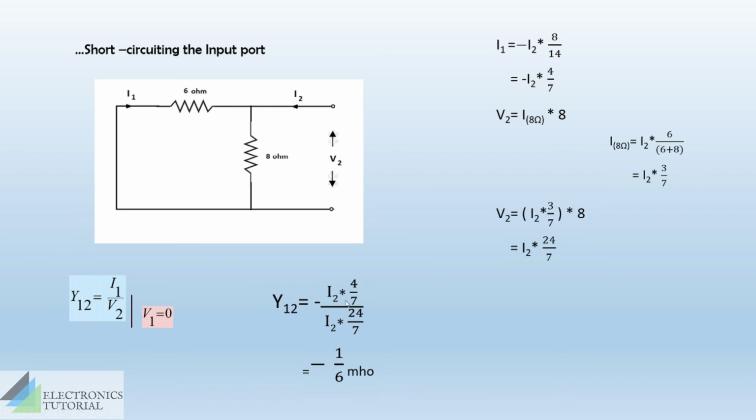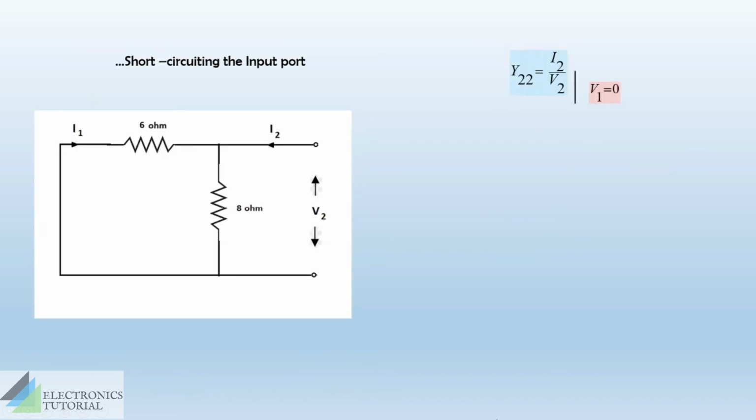Y12 is equal to I1 divided by V2. After cancelling these similar terms, we'll get a simplified answer as minus 1 by 6 mho. We are left with one more term, Y22. Y22 is equal to I2 by V2. We already have a relation for V2 as V2 is equal to I2 into 24 by 7.